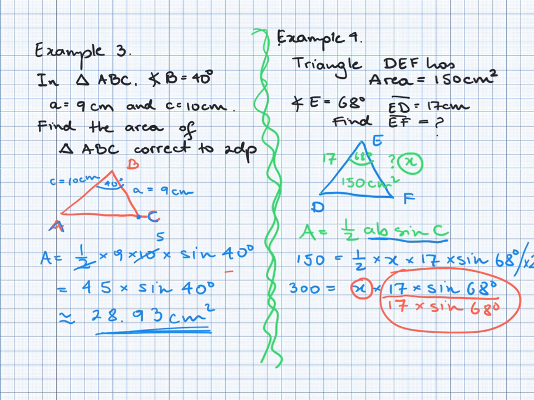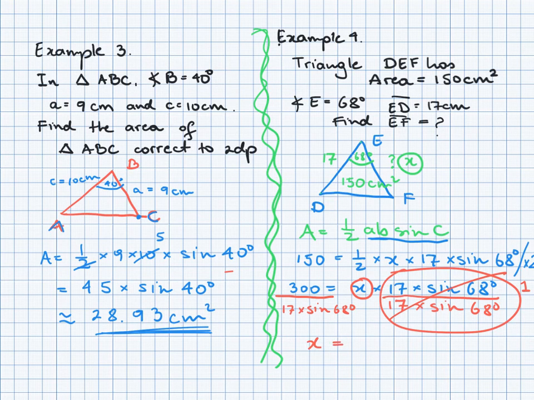How we can get 1 is by dividing by the same expression, which in this case is 17 times sin 68. And you do know that whatever you do on one side, you have to do on the other as well, so we are dividing the other side by the same expression. Now this is gone because it's 1, so x is equal to 300 divided by 17 times sin 68.